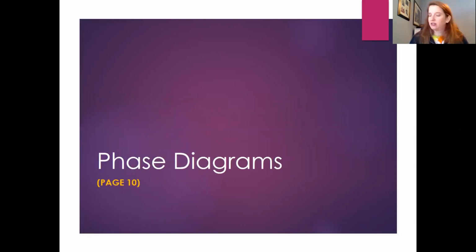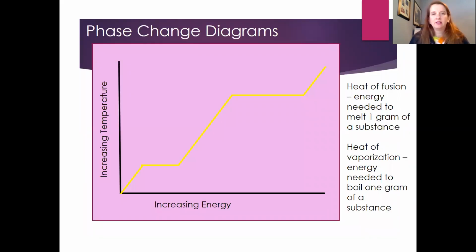So phase change diagrams are going to look something like this. We're only going to be looking at the phase change diagrams for water. All right, so we don't have to worry about anything else. Now you'll notice that on the y-axis over here we have increasing temperature. And then on the x-axis down here, we have increasing energy. Now, these diagonals on the phase change diagram represent your states of matter.